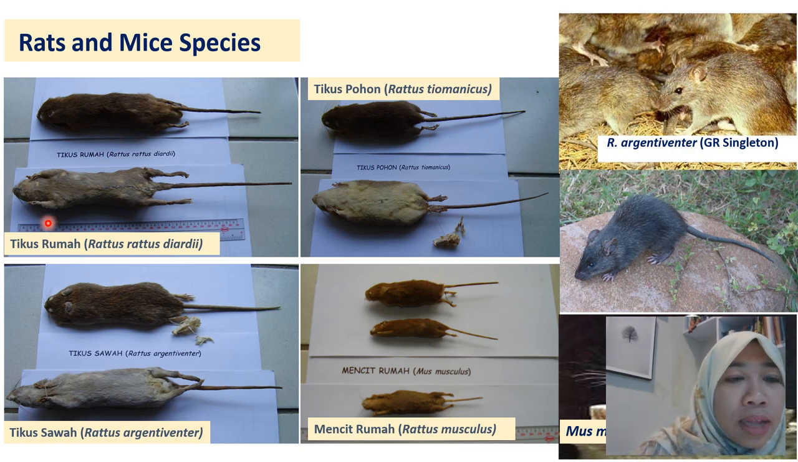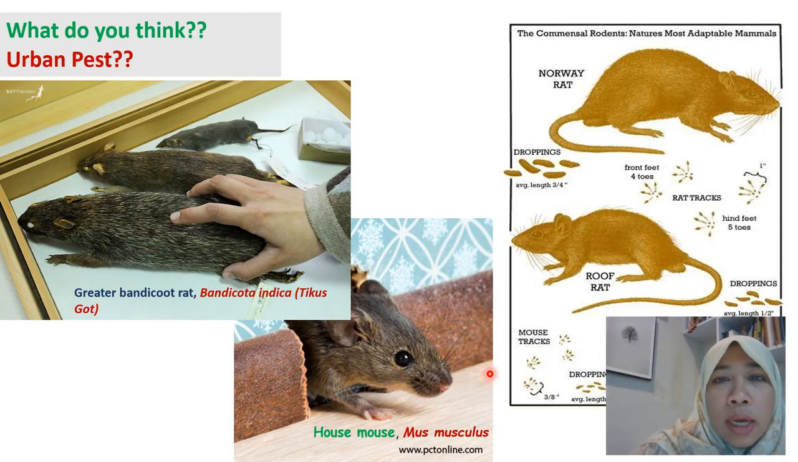Okay, this is Rattus rattus diardii, tikus rumah, and then rice field rat, Rattus argentiventer, wood rat, Rattus hoffmanni, and then this is the house mouse, Mus musculus. This is also house mouse, Mus musculus. Okay, next slide.